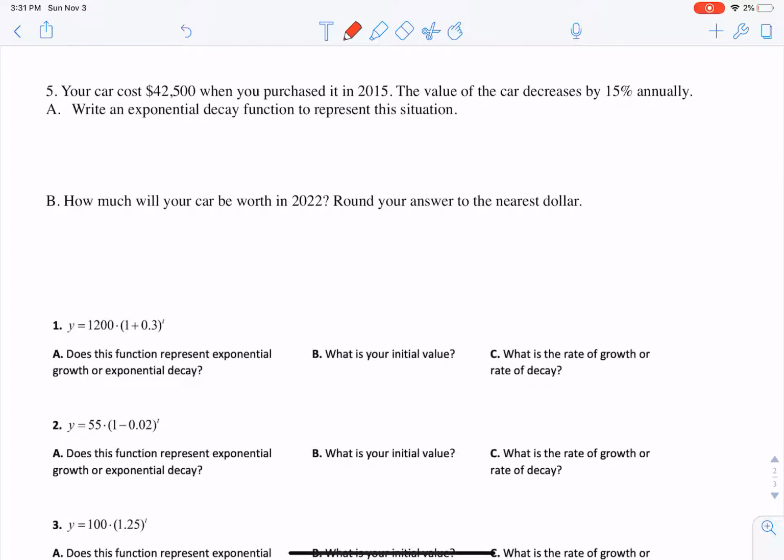Your car costs $42,500 when you purchased it in 2015. The value of the car decreases by 15% annually. So y equals 42,500 times 1 minus 0.15 raised to the x power. So y equals 42,500 times 0.85 raised to the x power. How much will your car be worth in 2022? Round your answer to the nearest dollar. So I can go ahead and plug in 7 for that x value and evaluate.